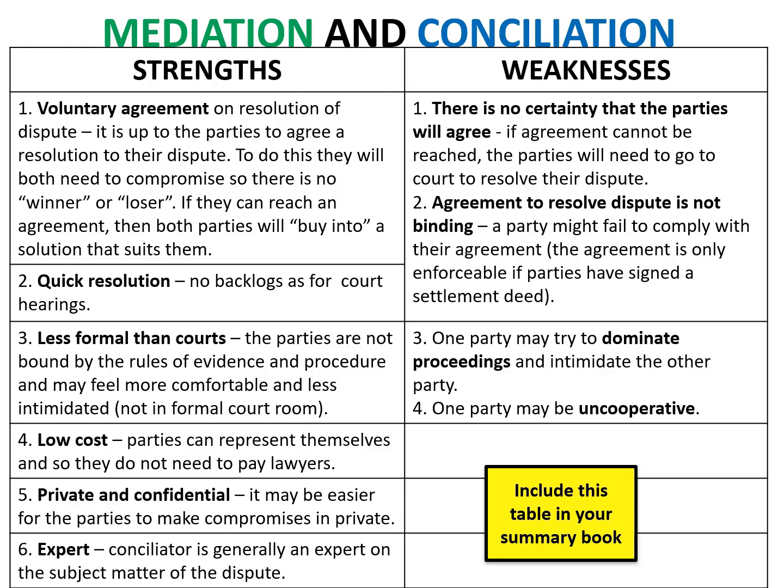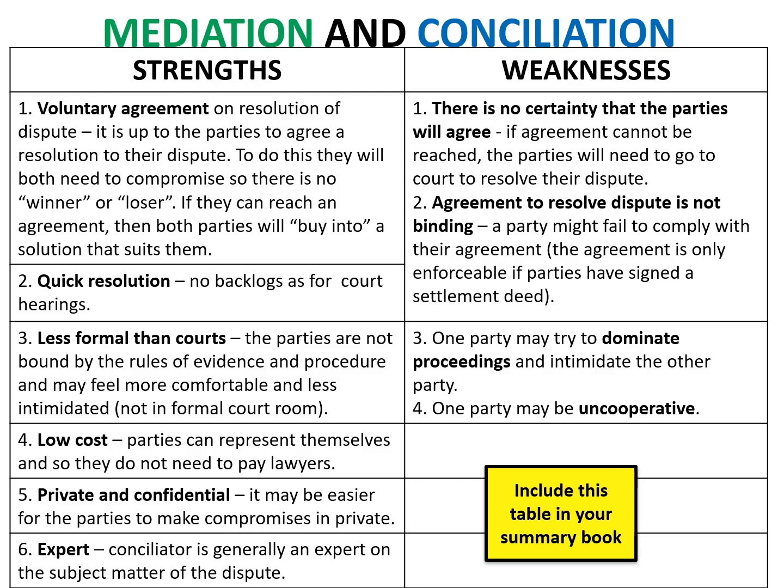However, the less formal procedures of mediation and conciliation do mean that sometimes one party might try to dominate the other party, that is, bully them into an agreement, and that one party might decide to be uncooperative, which will mean that it is less likely that the parties will reach an agreement.